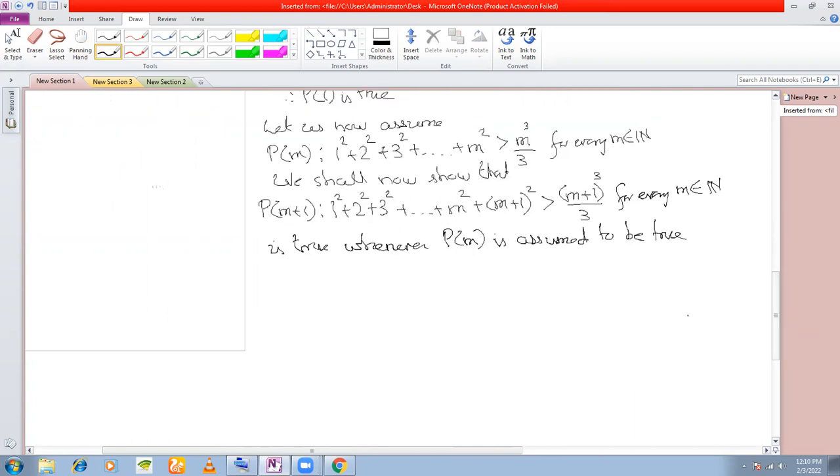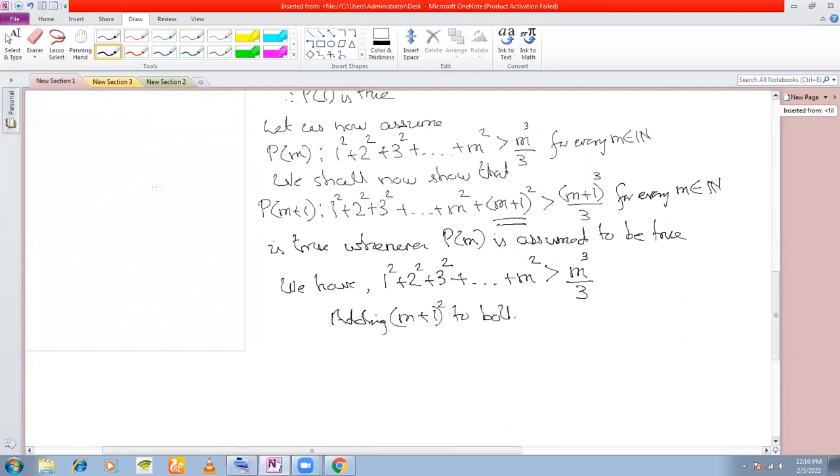Right? So we start with Pm. So we have 1 square, 2 square, 3 square till m square greater than m cube by 3. Now we want to bring it to Pm plus 1. So what is the extra term in Pm plus 1? M plus 1 whole square. So we add m plus 1 whole square to both sides. And the inequality sign will not reverse because m is a natural number.